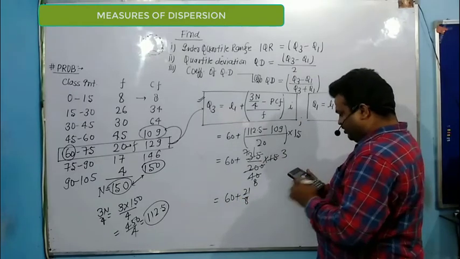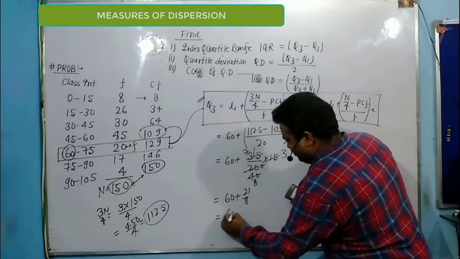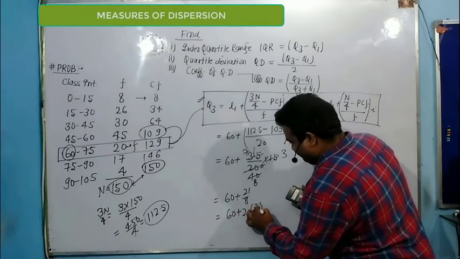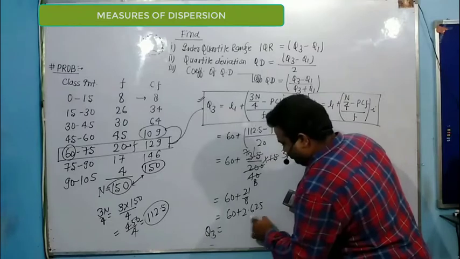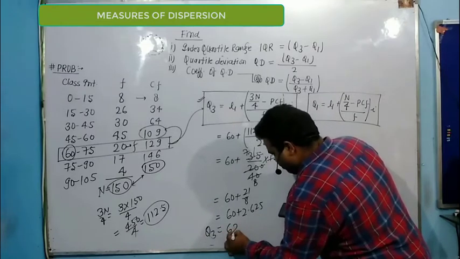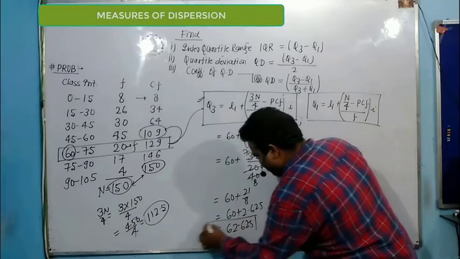My 21 by 8 value is 2.625. So this value is 60 plus 2.625. So my Q3 value, you need to add this, you will get 62.625. So this value is Q3.